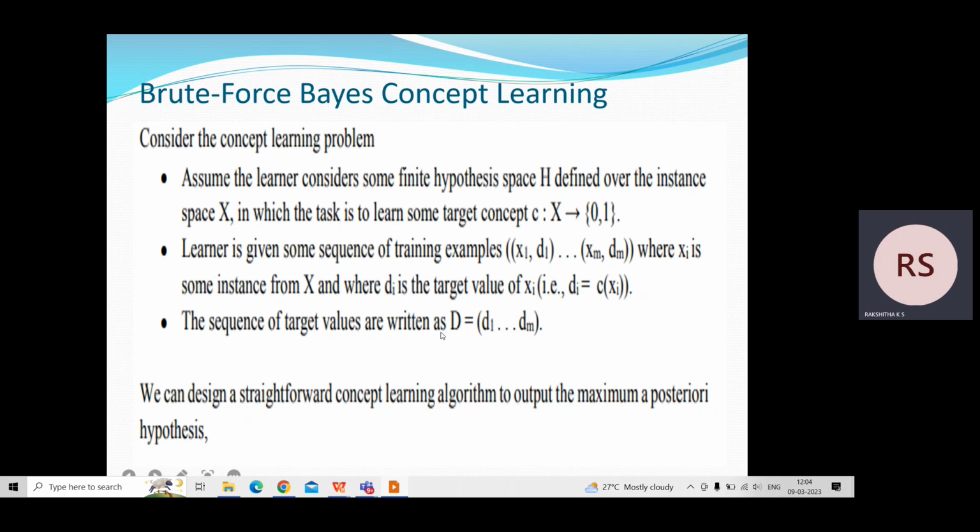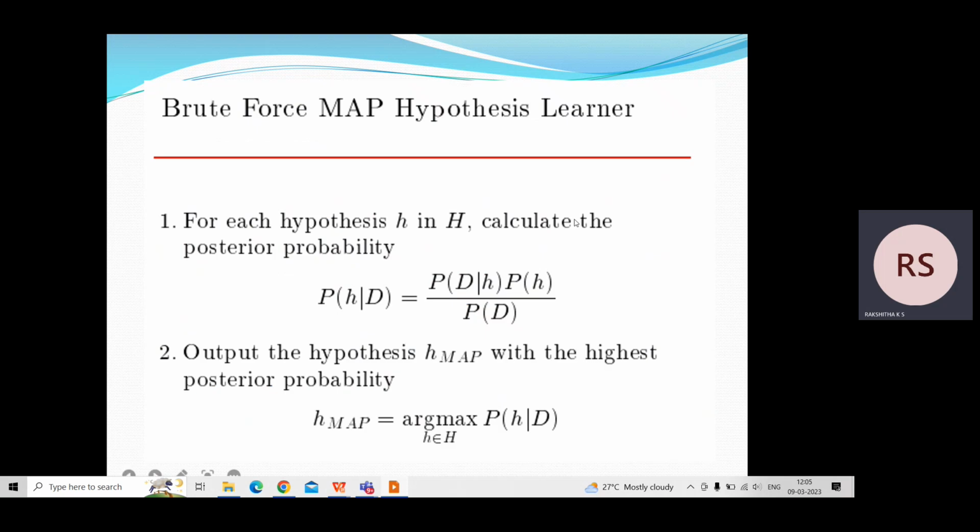This sequence of target values can be written as D equal to d1 to dm. So this is the brute force MAP hypothesis learning algorithm. In the first step, for each H belonging to the hypothesis space, calculate the posterior probability. While calculating the posterior probability, the probability of H given D equals the probability of D given H times the probability of H. And again, the output hypothesis is the maximum hypothesis, that is, argmax of the probability of H given D.